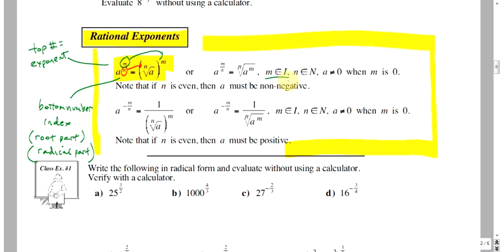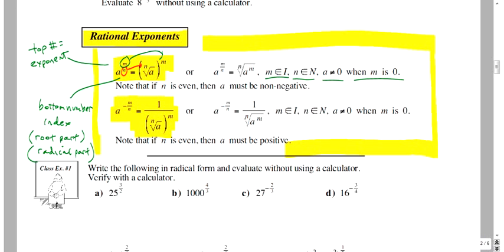So, m, the set of all integers, n is the set of all natural numbers, and a can't be 0 because you can never divide by 0. Okay, this makes the really, really smart people who wrote this book happy. Don't even worry about it. That's the rule. What happens if it's negative? Oh my God, that's even uglier.